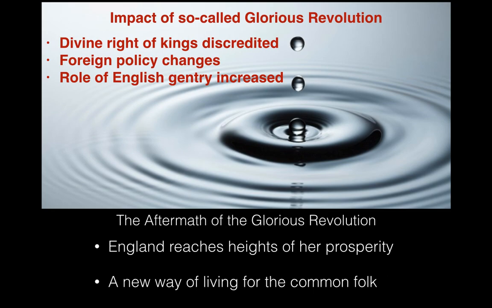So basically, the aftermath of the Glorious Revolution was that England reaches the height of its prosperity. The Navy, which had been built up and reorganized under the late Stuarts, becomes the primary force of the seas. New colonies, especially New Jersey and the Carolinas, were settled mainly by the English aristocracy. The Bank of England becomes one of the world's foremost financial institutions. And the crippling inflation of the last century was stopped, even though the average worker couldn't actually make a better living. So you have a new way of living for common folk.